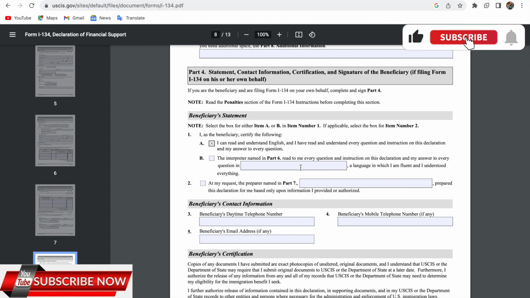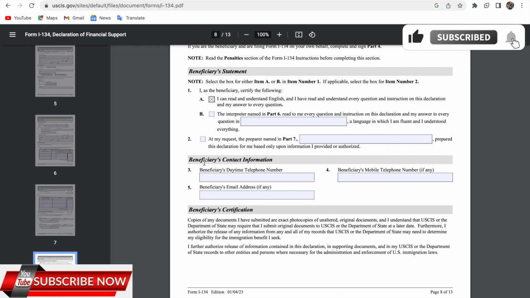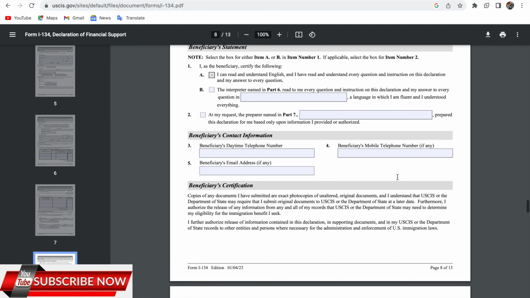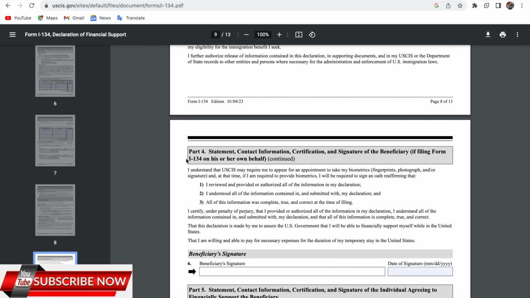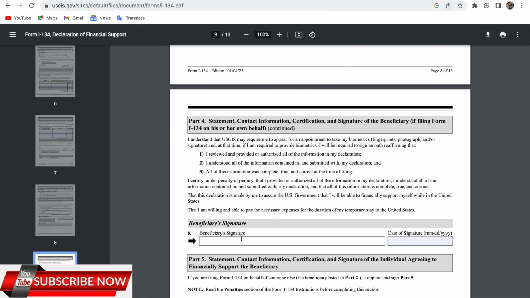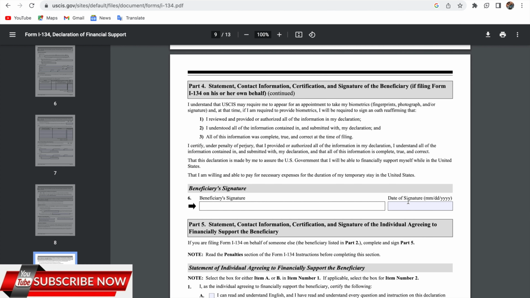And it says beneficiary's contact information. So you put the beneficiary's daytime phone number, the email address, and their mobile number. And it continues: the beneficiary needs to sign. So when you print it out, the beneficiary will sign over here and you date it, the date that the beneficiary signed.